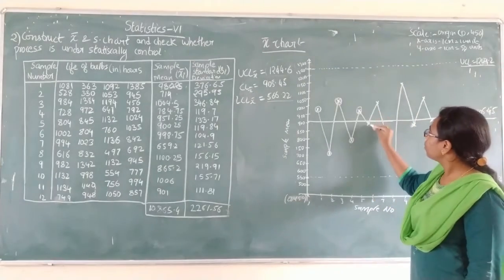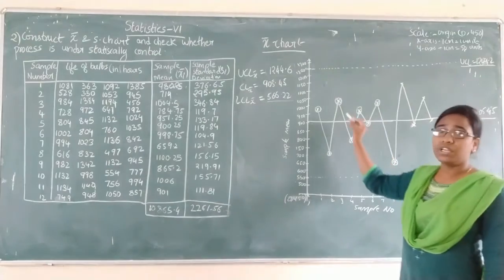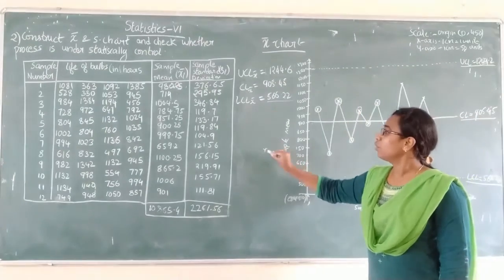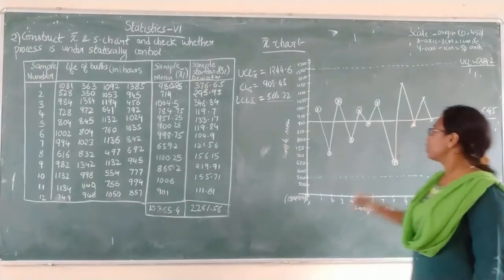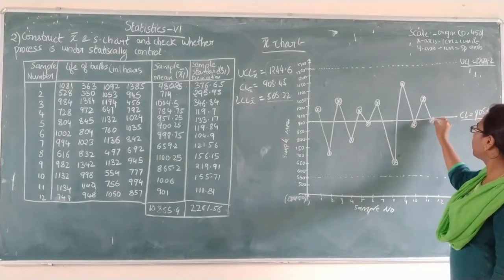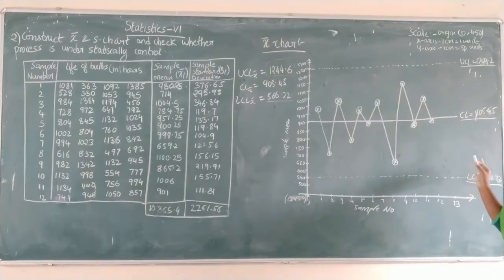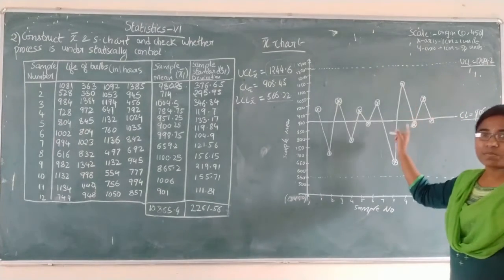The next value also you plot. You can use any representation. You can just put a cross or you can make a round also. It depends on you. For easy understanding, I am drawing the rounds. So join all the points, you will get the graph for the mean chart. So this is the X bar chart.